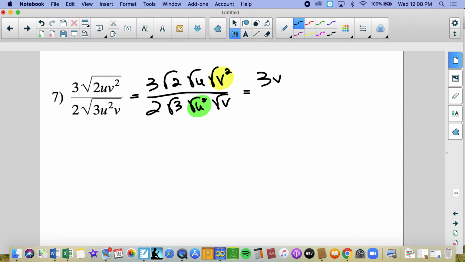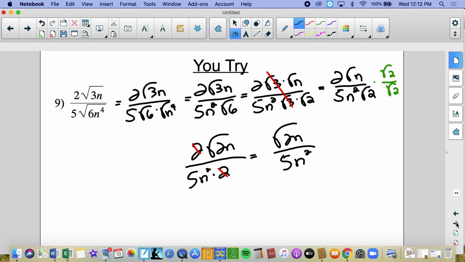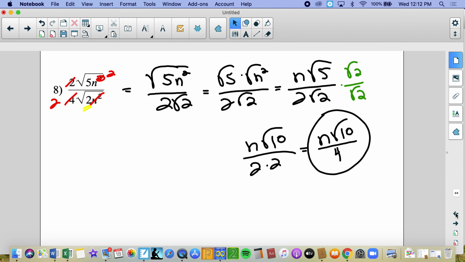Let's separate the rad 5 and the rad n squared, because the n squared is a perfect square, so that gives me n rad 5 over 2 rad 2. Let's rationalize it, and I'm left with n rad 10 over 2 times 2, or n rad 10 over 4. Good. All right.